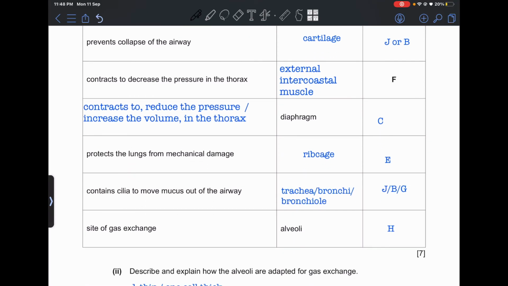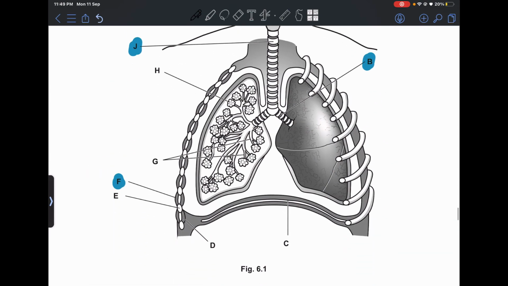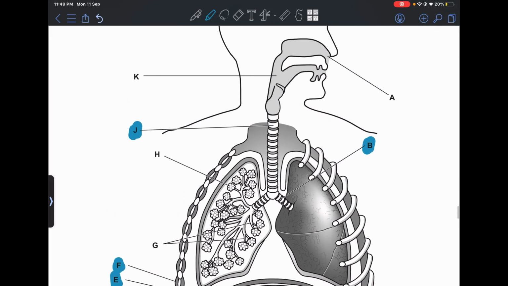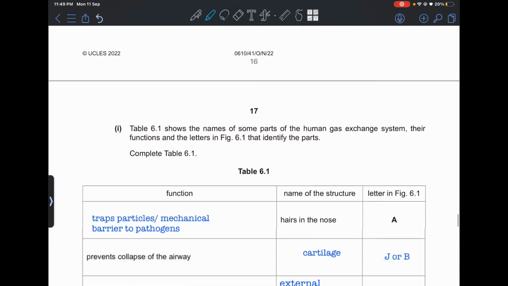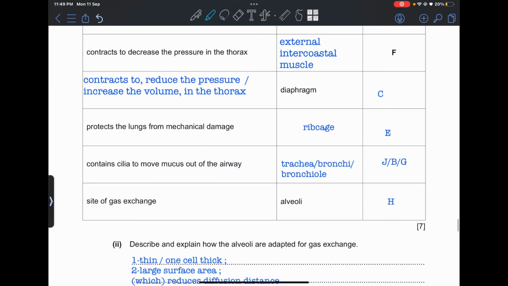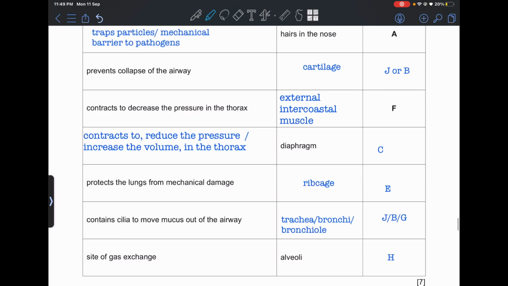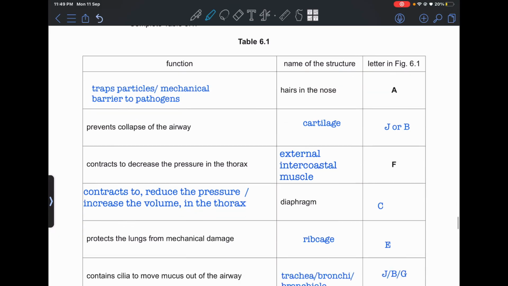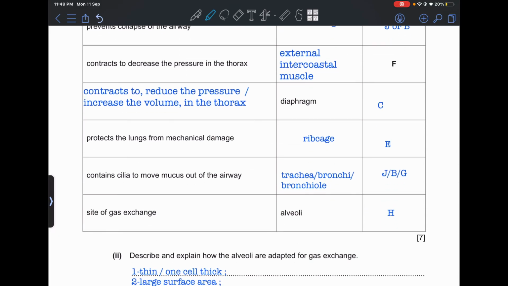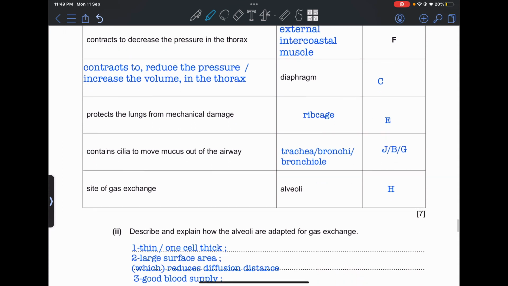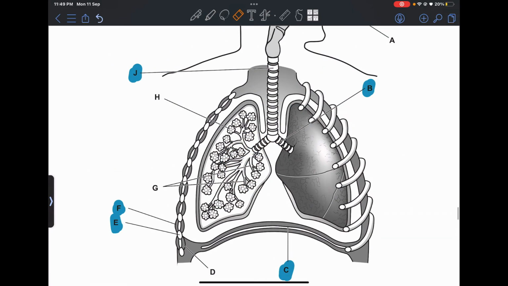Protects the lungs from mechanical damage. This is the rib cage, of course. This is the rib cage over here, and this is the diaphragm, C, right here. Contains cilia to move mucus out of the airway. This is the trachea or bronchi or the bronchiole: J, B, or G. We have used J or B before, and this is okay because you can use a letter more than once. So if you used it before, it's okay to use it again if it's correct. Site of gas exchange. This is the alveoli, which is found at H.